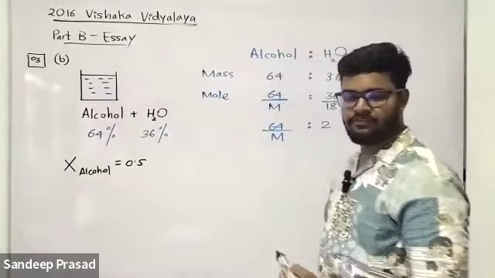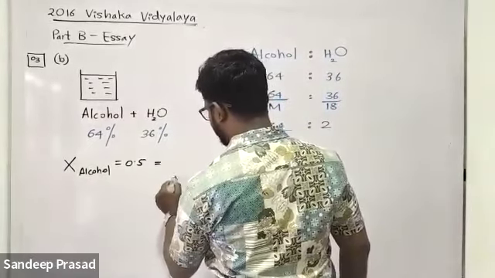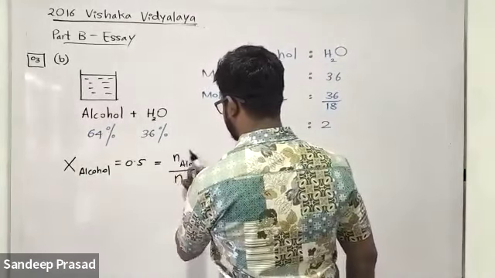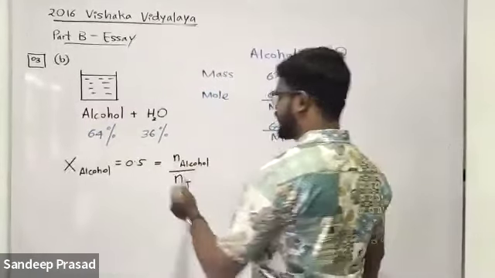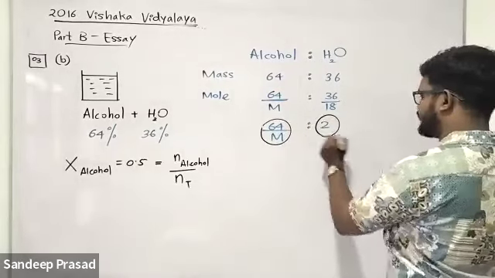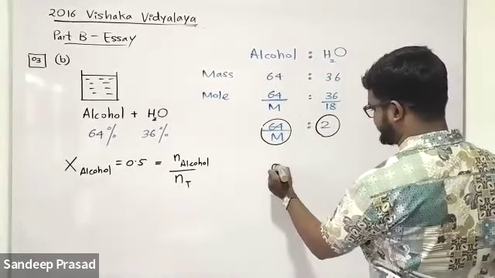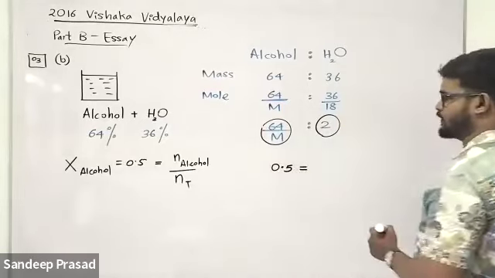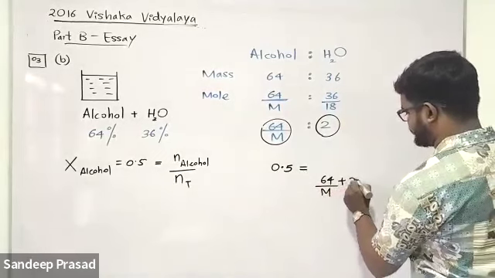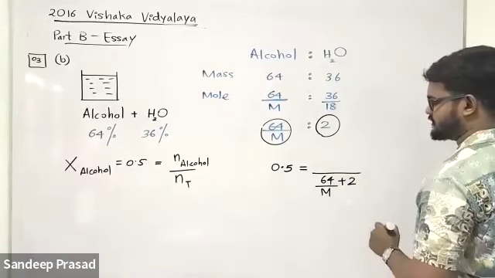What does mole fraction mean? Mole fraction means, out of the total number of moles, what is the alcohol moles? So this is equal to half. 0.5 means half. Then we know the moles of alcohol and moles of water. So according to this value, 0.5 is the mole fraction: 0.5 is equal to 64 over M, divided by 64 over M plus 2, the total number of moles.